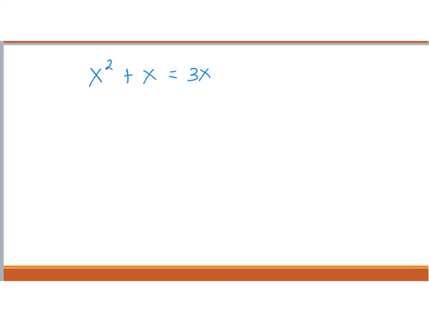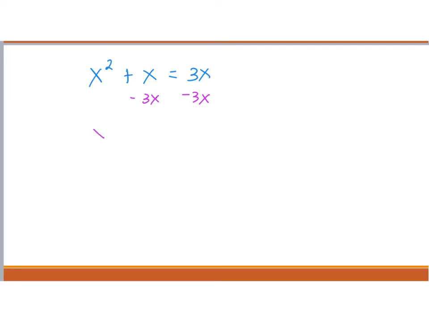Next example, x squared plus x equals 3x. Now, remember that one of the things that we need to do before solving a quadratic equation is to write it in standard form. And by that, we mean that make one side of the equation equal to 0. So the first thing that we need to do here is to get rid of 3x from the right-hand side. One of the ways we can do it is to minus 3x from both sides of the equation.